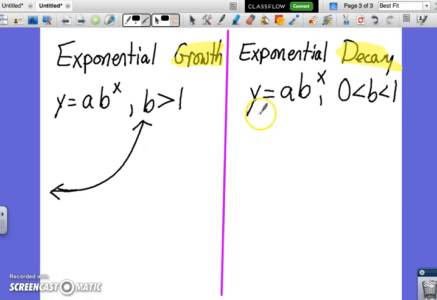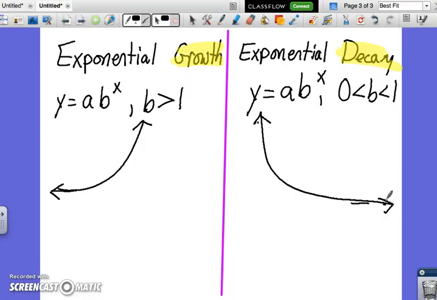And an exponential decay, when we graph it, will look something like this. Why? Because it's decreasing. As we look at it from left to right, it goes down. It's decreasing.